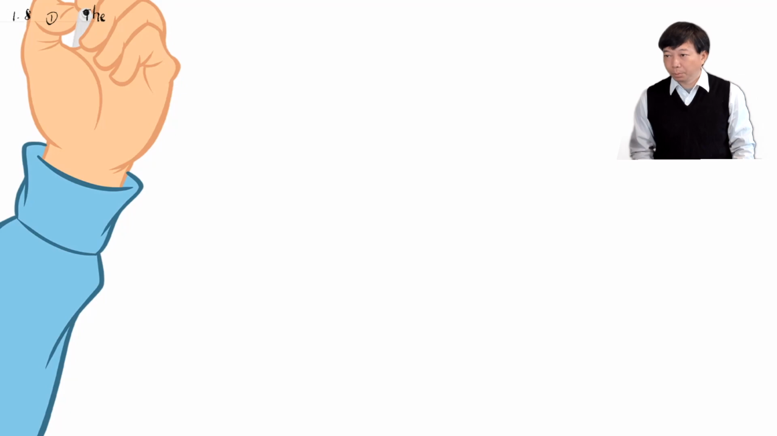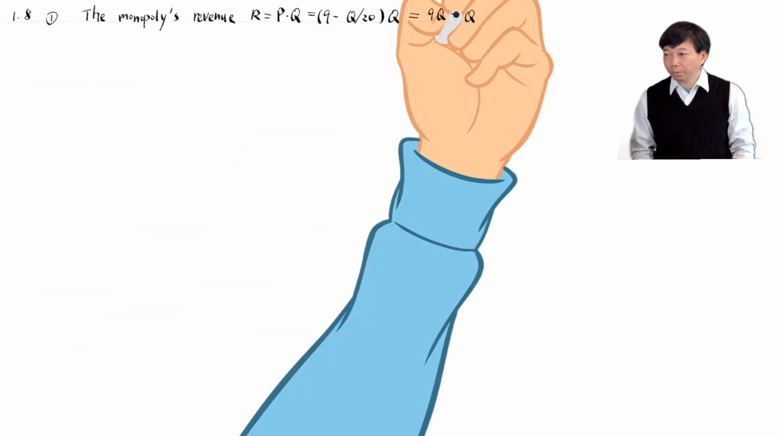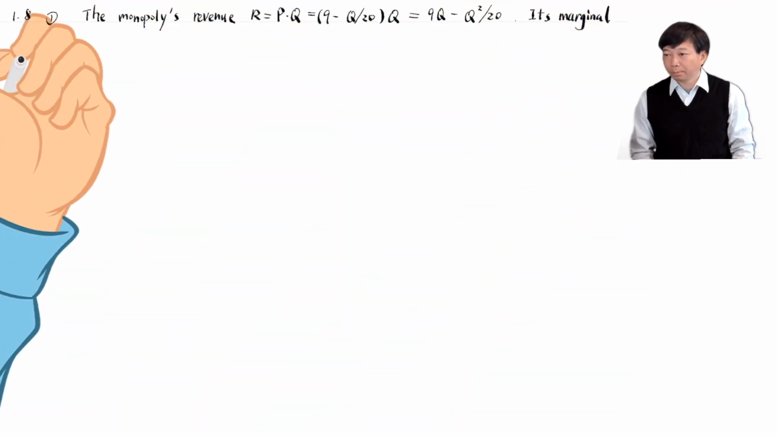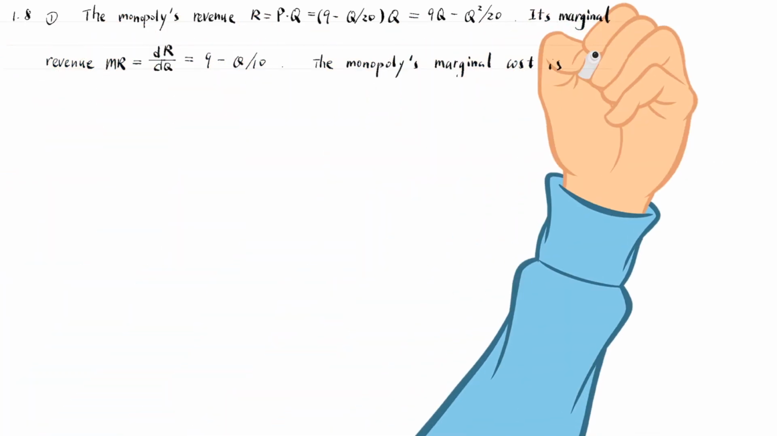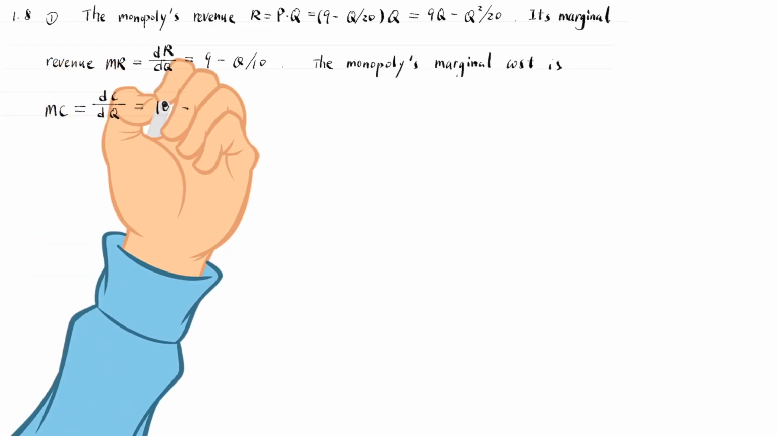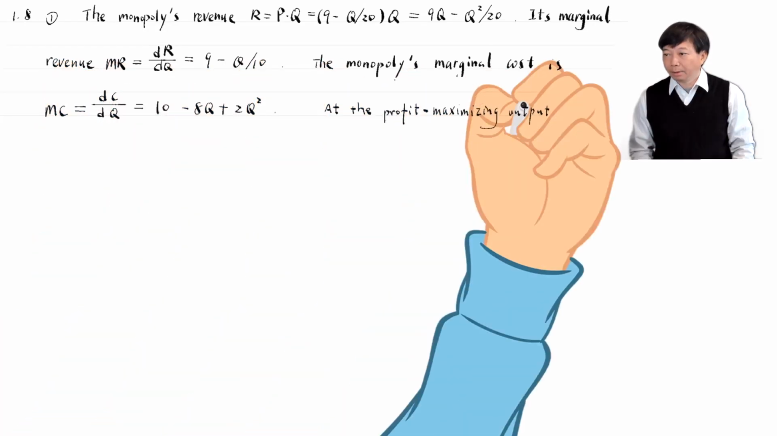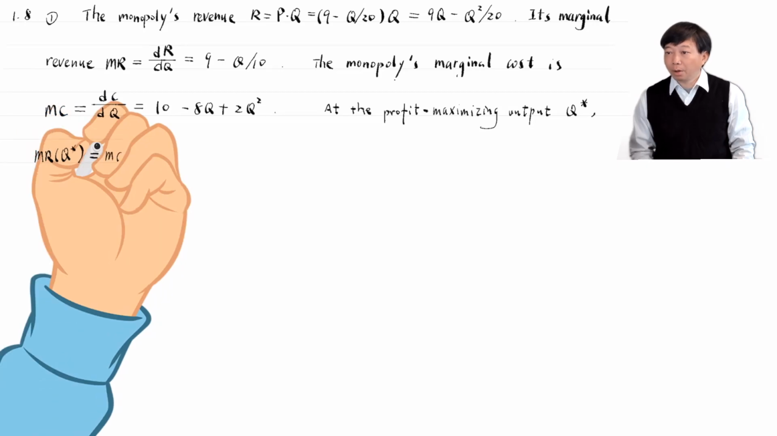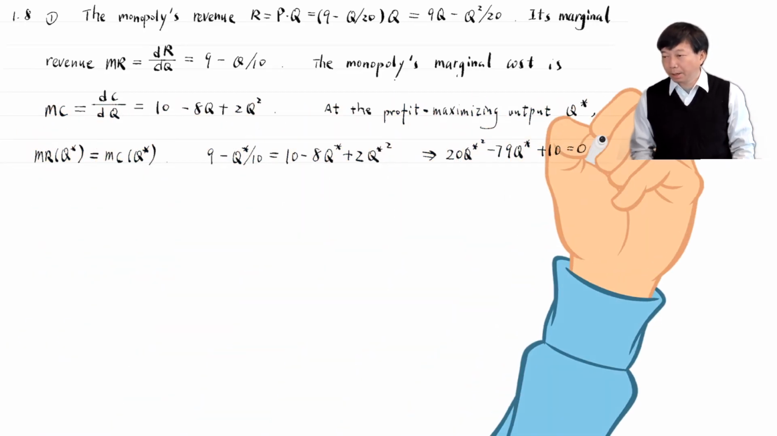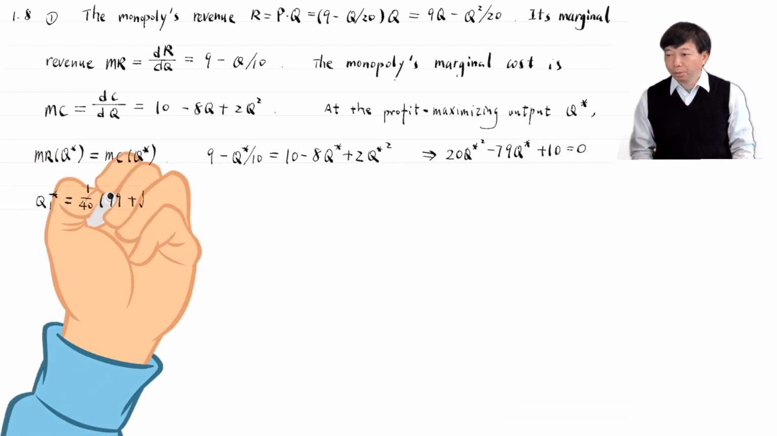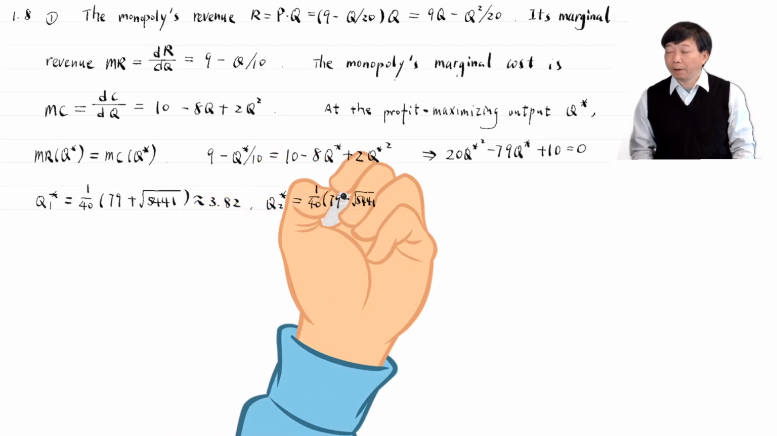As usual, we find the monopoly's marginal revenue and marginal cost. And then equate the two functions to solve for the monopoly's profit maximizing quantity and price. We obtain a quadratic equation. Using the formula, we find the two roots. Both are positive.